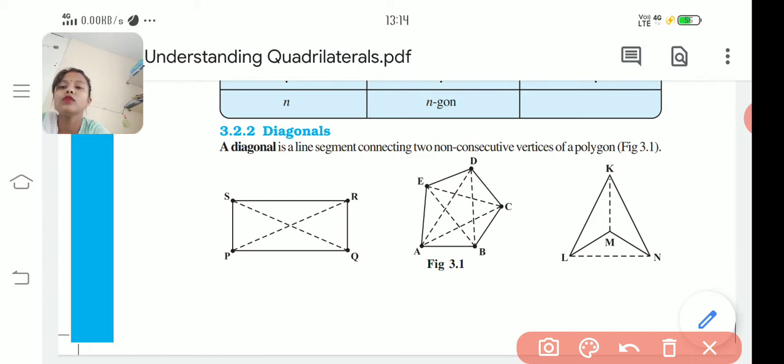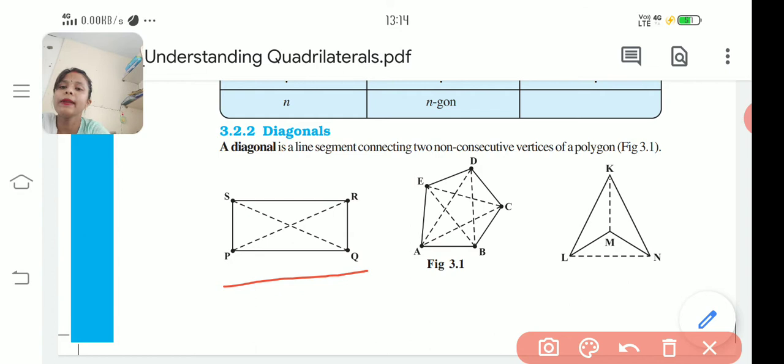Okay. Now see, here the examples are given. Figure 3.1, you can see. The first figure is a quadrilateral because four sides are there, that is PQ, QR, RS and SP. Four line segments are there, that's why it is a quadrilateral.